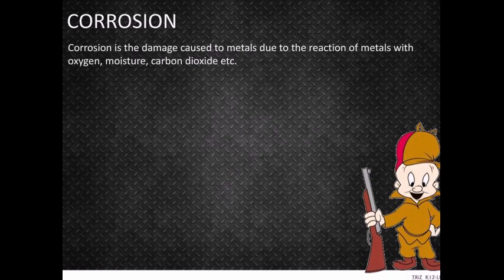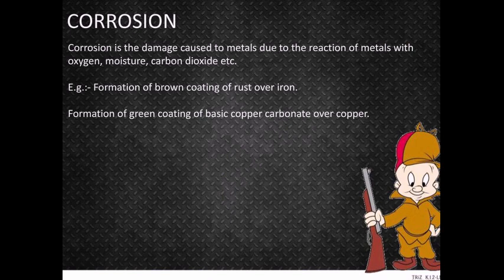Corrosion. Corrosion is the damage caused to metals due to the reaction of metals with oxygen, moisture, carbon dioxide, etc. Example: formation of brown coating of rust over iron. Formation of green coating of basic copper carbonate over copper. Formation of black coating of silver sulfide over silver.